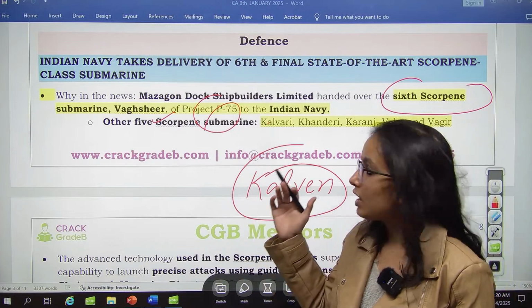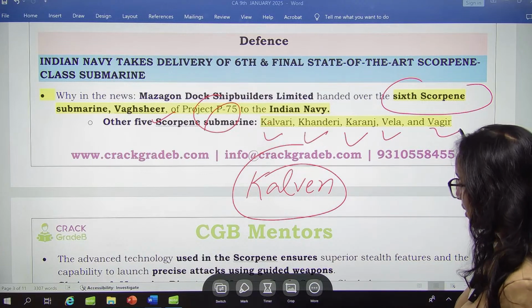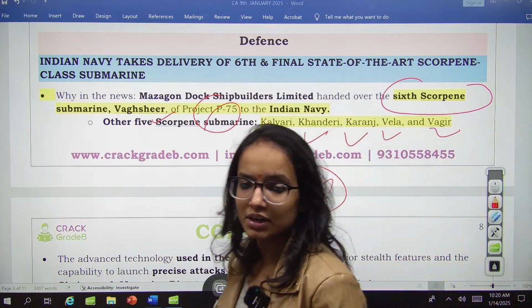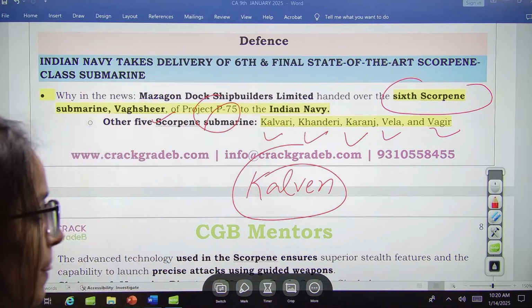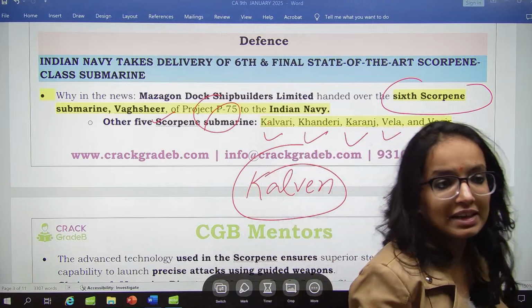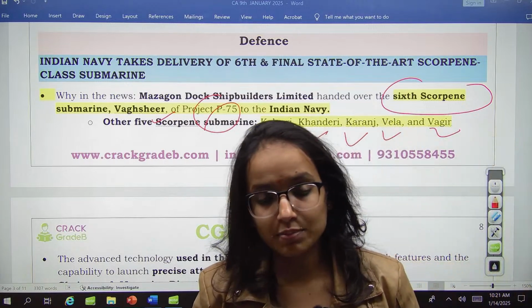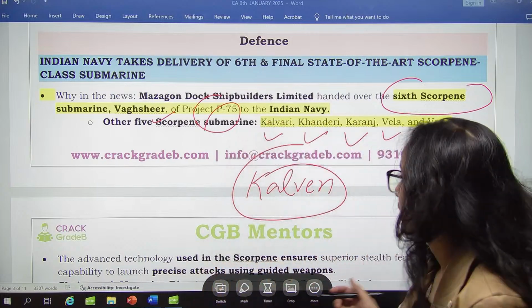Which are the other 5? So Kalvari, Khanderi, Karanj, Vela and Vagir. These are the other 5. So remember their names. Okay, Kalvari, Khanderi, Karanj, Vela and Vagir are the 5, and the latest which has been commissioned in Indian Navy, transferred to Indian Navy, is Vagsheer. Okay.